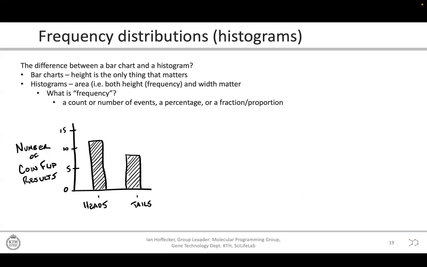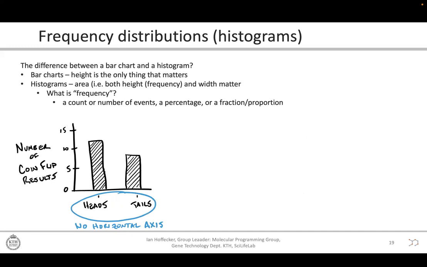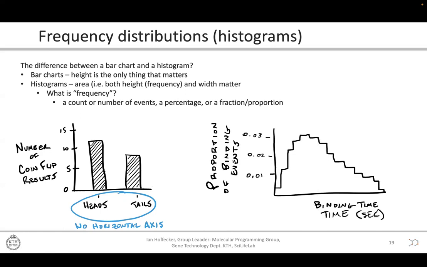In a bar chart, though, you only have height. So if we look at this example for the number of coin flip results, on the horizontal axis here we do not have any numerical values. We have a category, heads and tails, and the height is the only piece of information other than the category. If we made the bar larger or fatter, or swapped the order, this would not really matter.